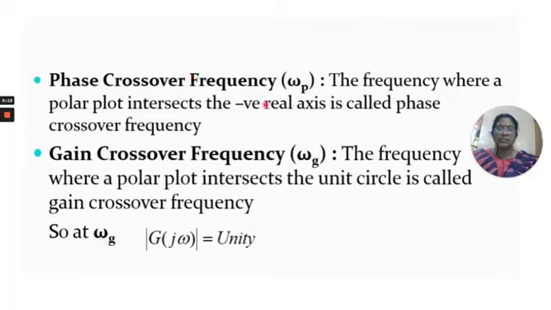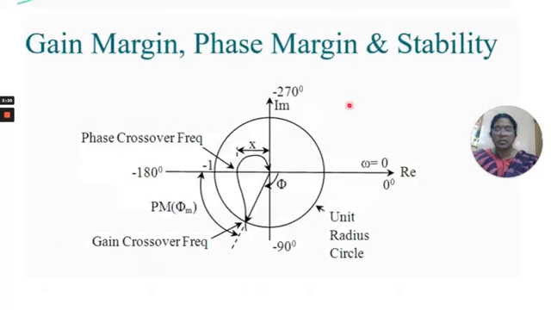This is the polar plot. This is the negative real axis, this is the positive real axis, and this is the negative real axis. The polar plot intersects the negative real axis at this point. This point we call the phase crossover frequency.